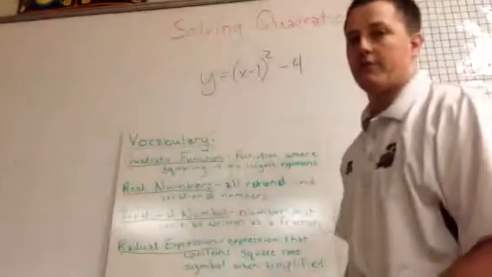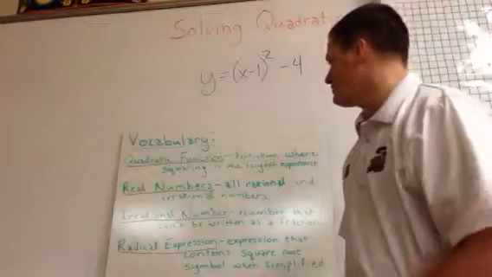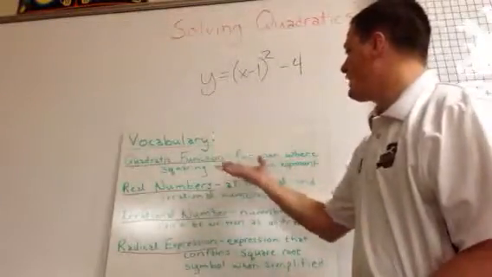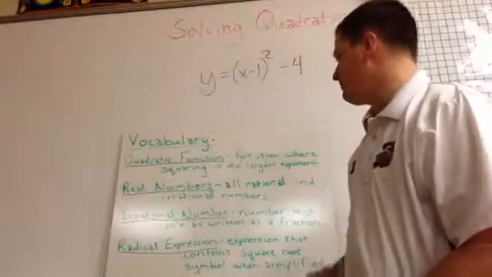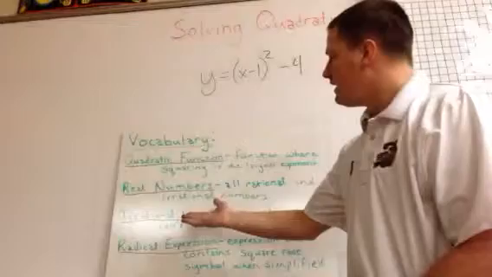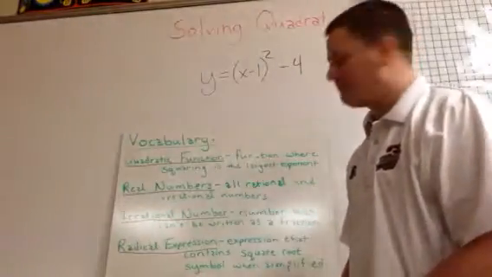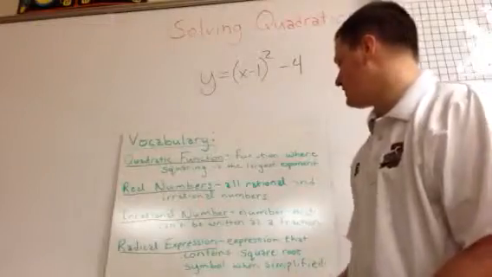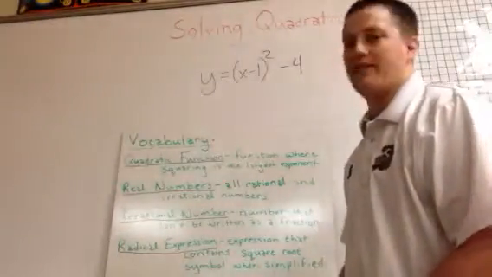Our vocabulary for this lesson is as follows. We'll be looking at quadratic functions, which are functions where squaring is the largest exponent. We'll be using the real number system, which is all rational and irrational numbers. An irrational number is a number that can't be written as a fraction, and a radical expression is an expression that contains a square root symbol when simplified.